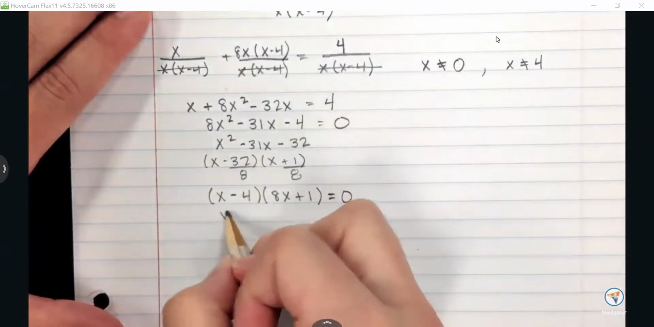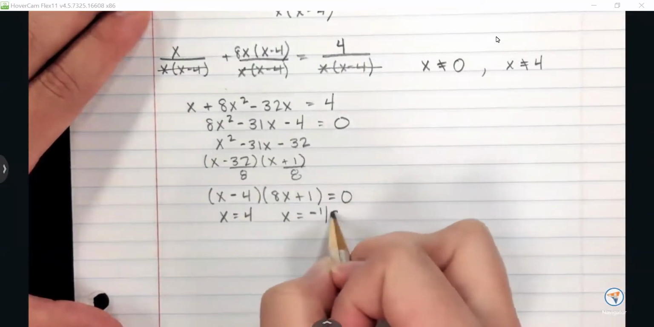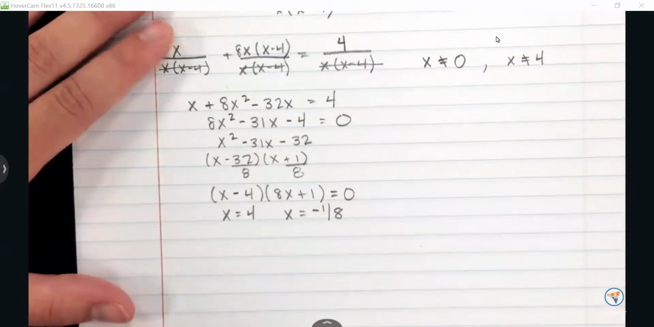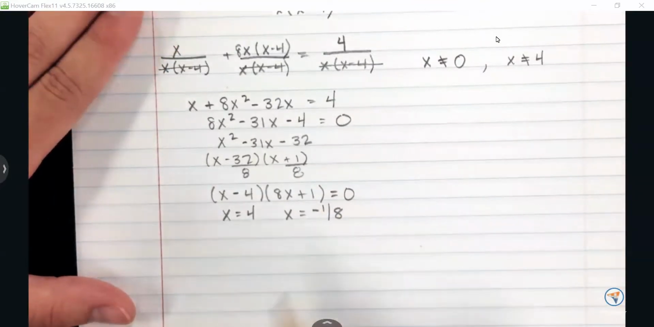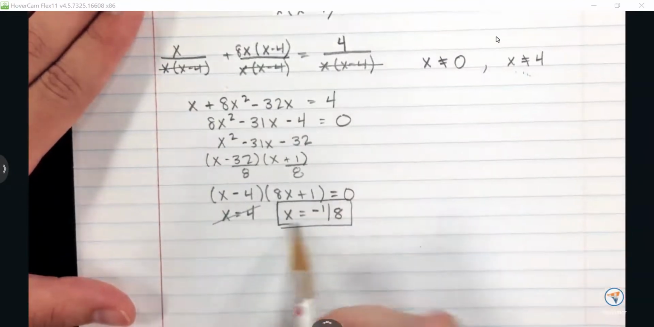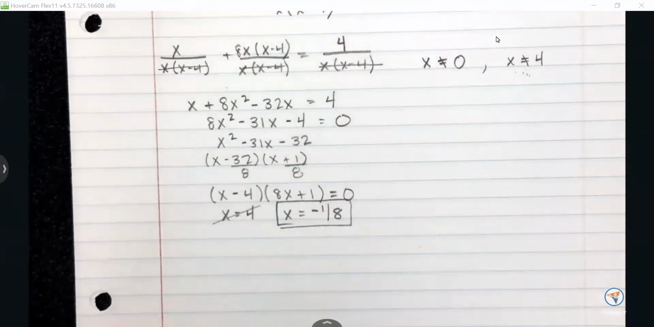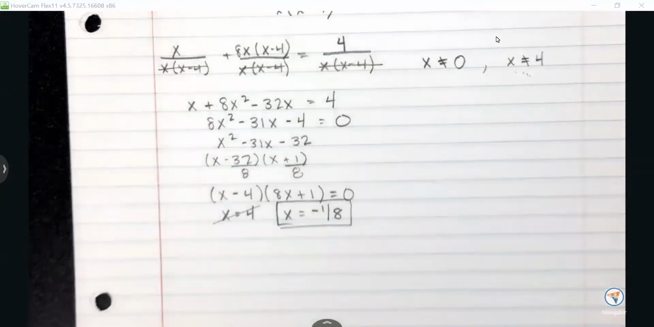So when I end up solving, I get x equals 4 and x equals negative 1/8. Are they both my answer? The 4 cannot be my answer because it cannot be included. So this one would just have one answer of negative 1/8. Okay.